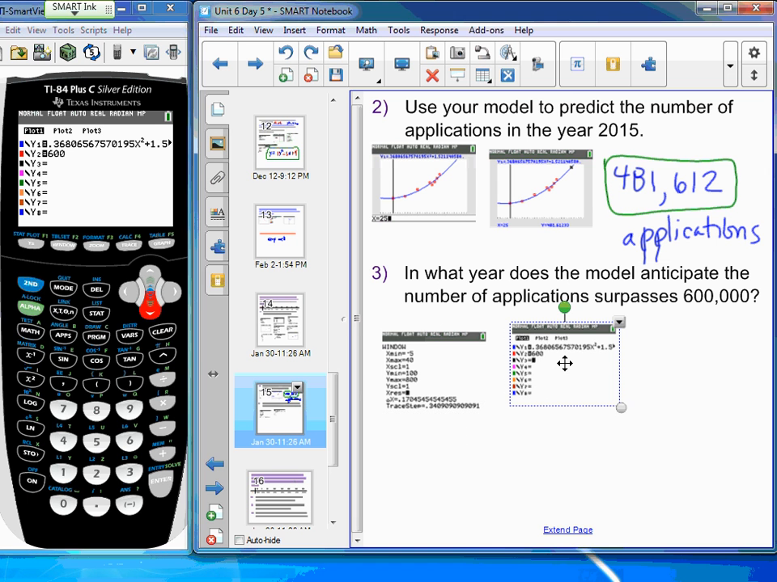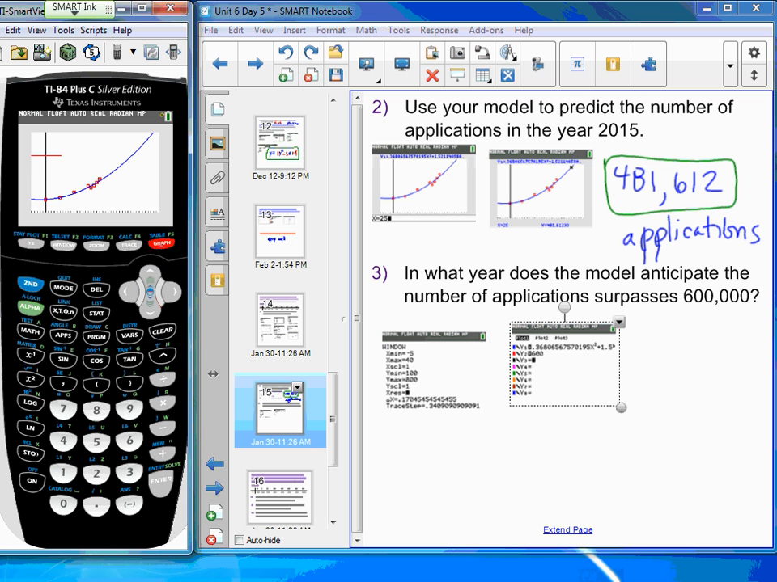I'm now going to look at the graph and do a second calculate intersect. Again, this is my second trace calculate menu. I want to know when my blue model predicts the red 600,000 application level is reached. Everybody do it. Second trace is calculate. I want the fifth option for intersect.